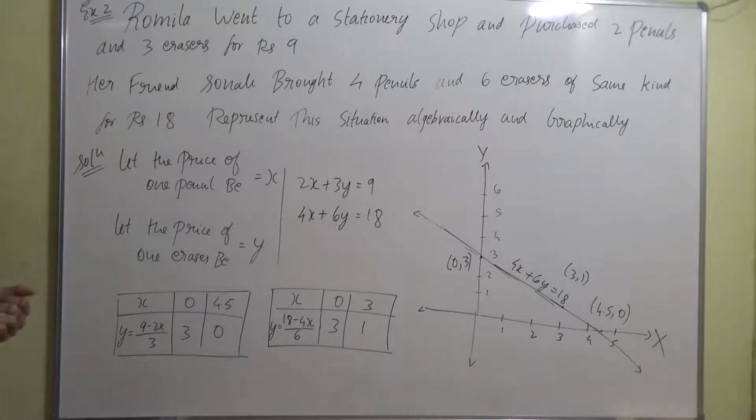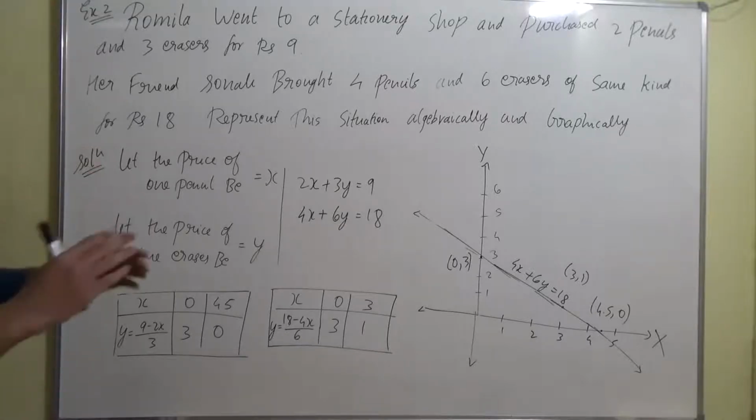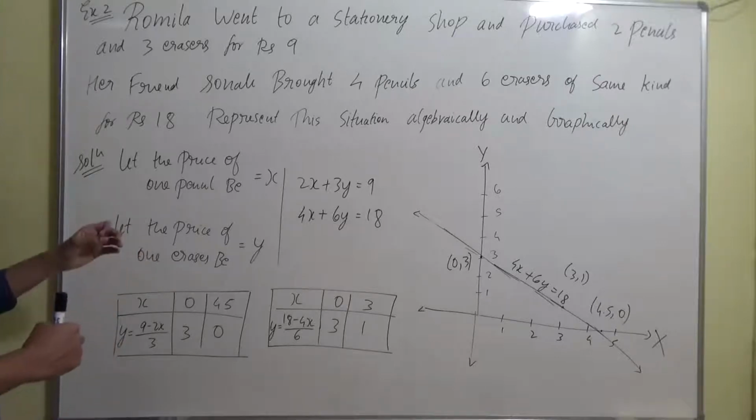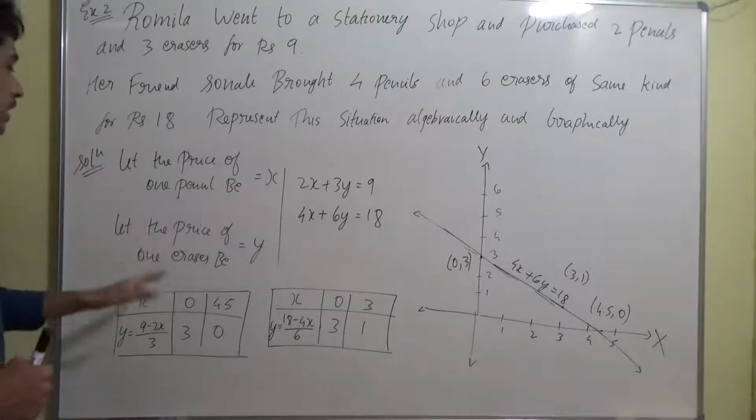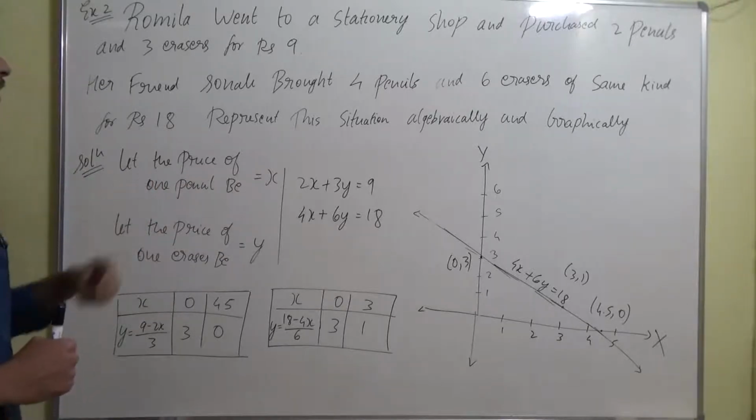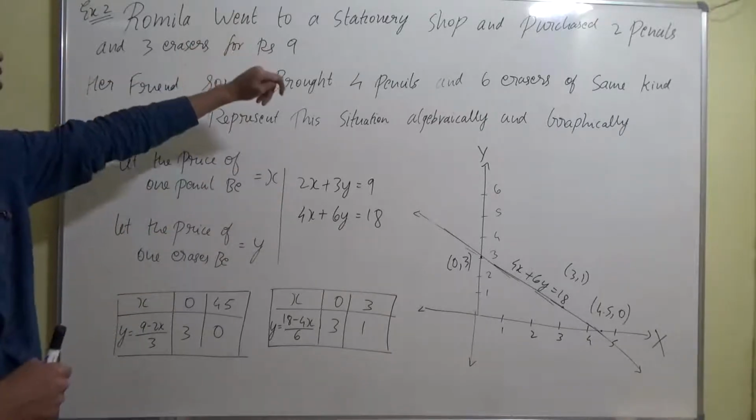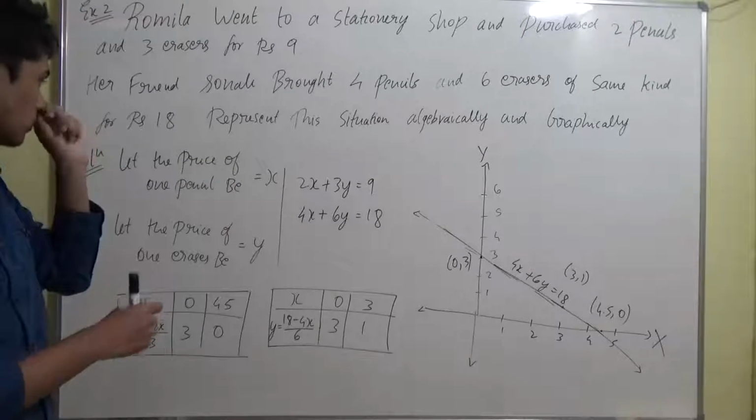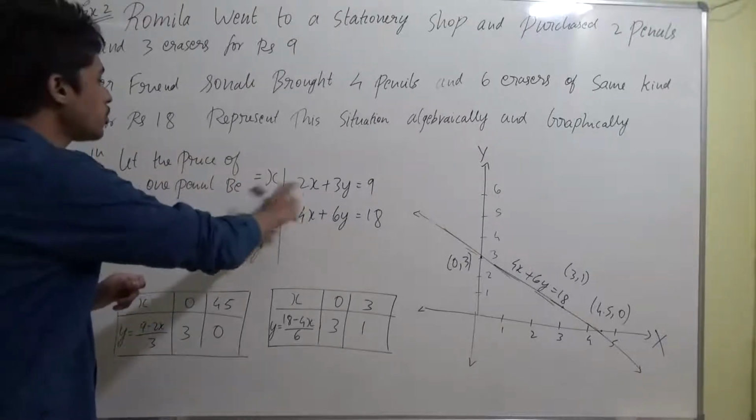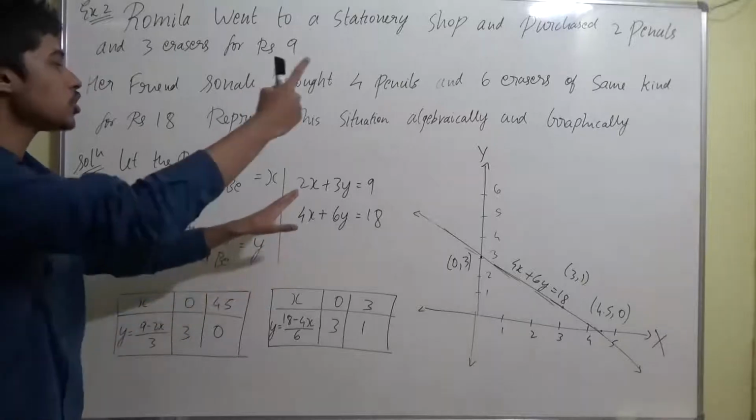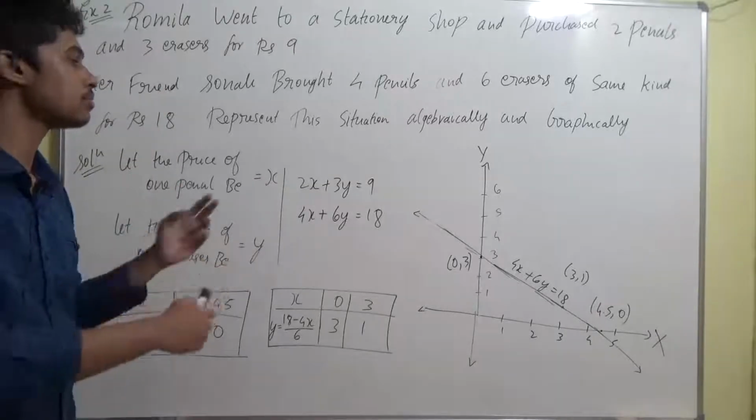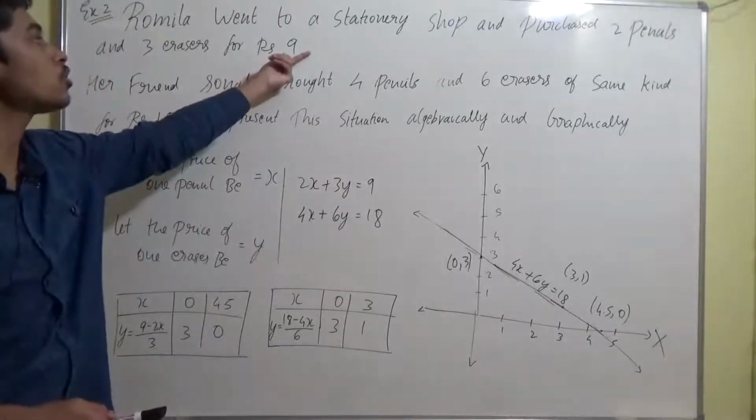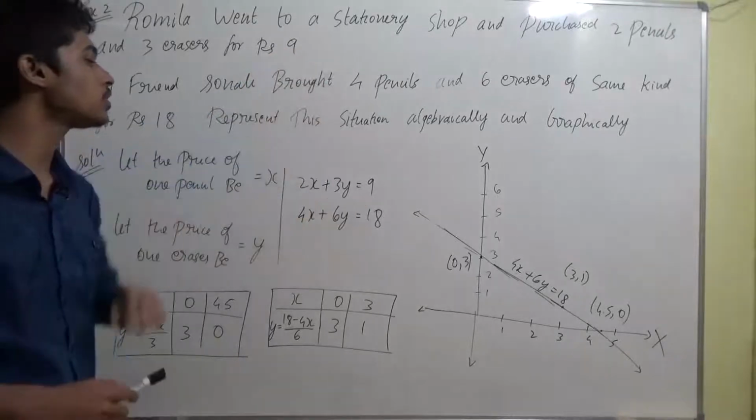So first, to represent this in algebraic form, we have to assume the variables, right? So the first step is the assumption step. In the assumption step, we are going to assume that the price of 1 pencil is x rupees, and the price of 1 eraser is y rupees. Now for Romila, the total cost for 2 pencils is going to be 2 into x, since the price of 1 pencil is x. The cost of 1 eraser is y, so the cost of 3 erasers which she bought is 3y, which is equal to the total money she spent, which is 9.